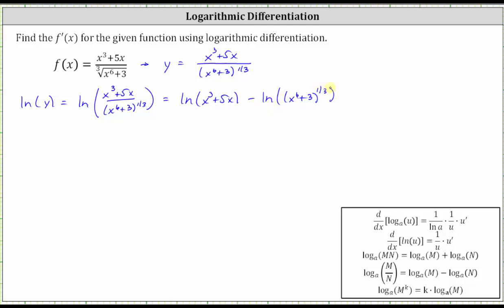And now we can apply the power property of logarithms to the second log here. We can move the exponent of 1/3 to the position of the coefficient, which gives us natural log y equals natural log of the quantity x to the 3rd plus 5x minus 1/3 times the natural log of the quantity x to the 6th plus 3. The next step is to differentiate both sides of the equation with respect to x.